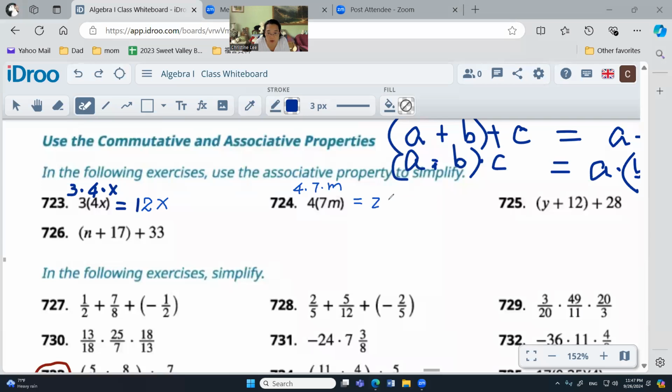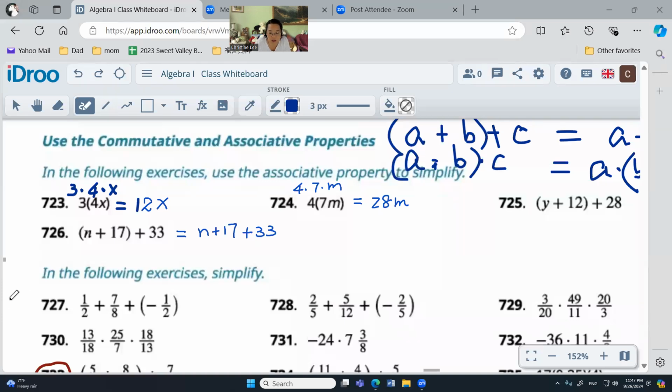So 28m. Here, front and back doesn't matter. Same thing, and it's a plus. You can just get rid of the parentheses. So n plus 17 plus 33, same thing. It says use associative. I know. All right, let's do it one more time.